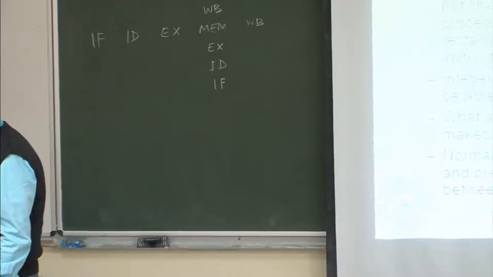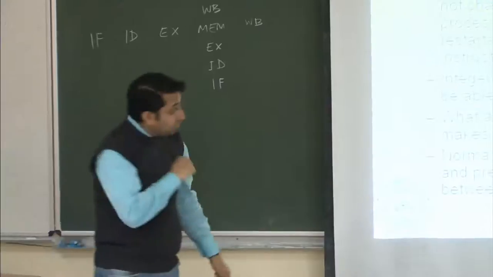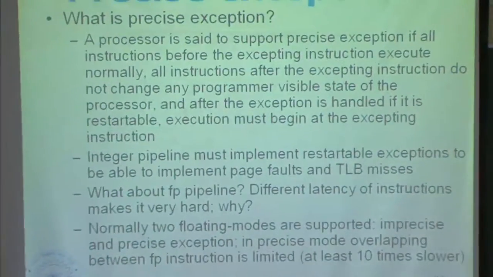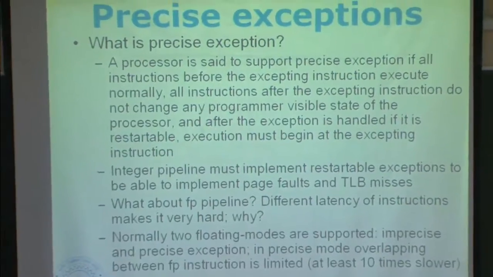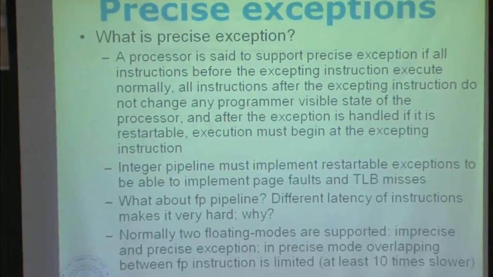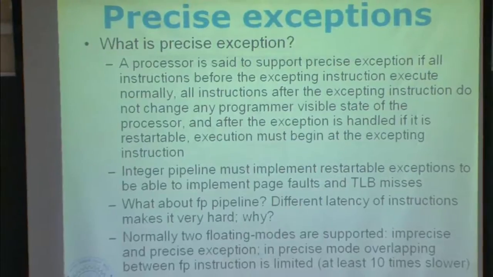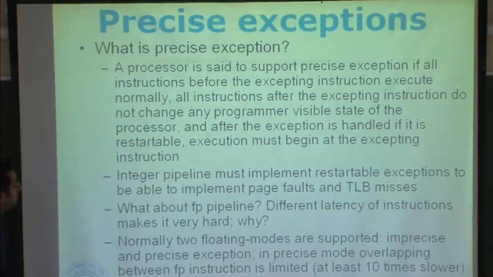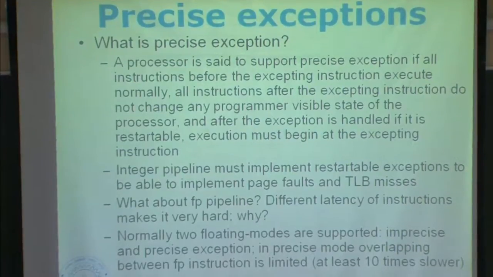Okay, so a processor is said to support precise exception if all instructions before the excepting instruction execute normally. All instructions after the excepting instruction do not change any program or visible state of the processor. And after the exception is handled, if it is restartable, execution must begin at the excepting instruction.